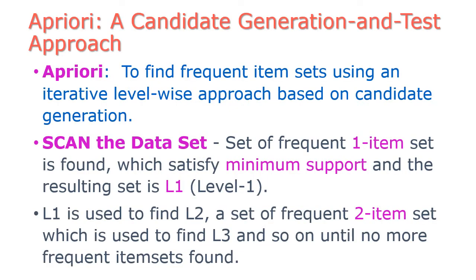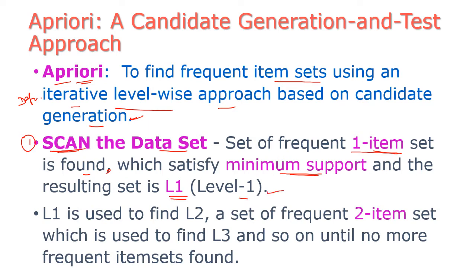First, let us see the definition of the Apriori algorithm. It is used to find the frequent item sets using an iterative level-wise approach based on candidate generation. The first step in this algorithm is to scan the data set. First we scan and the set of one-item sets is found, the one-item sets which satisfy the minimum support, and the result is L1, that is level 1.